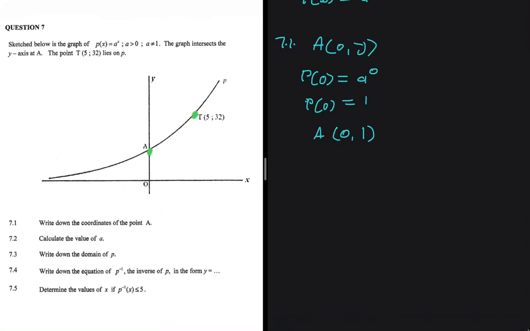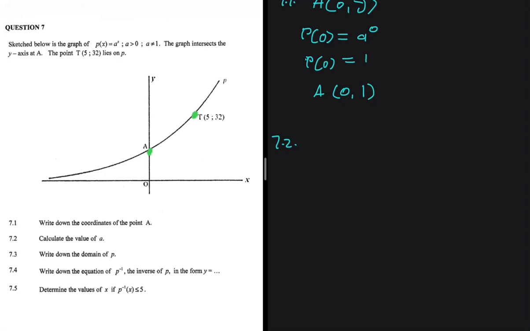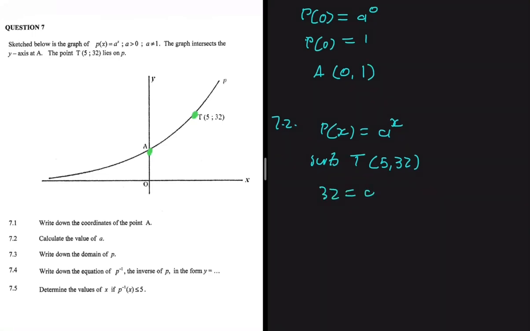And then now moving to the second question, 7.2, it is saying let's calculate the value of a, right, the variable in our equation. So we know that p of x is equal to a to the power x. Now we need that value of a. So what we can do here, we can substitute the coordinates of point T, which is (5, 32), right, as we can clearly see. So the y value of p of x at point T, that is 32, and we're looking for a, and then to the power x, x is 5, right?